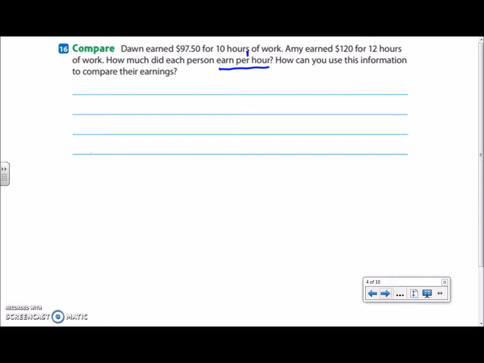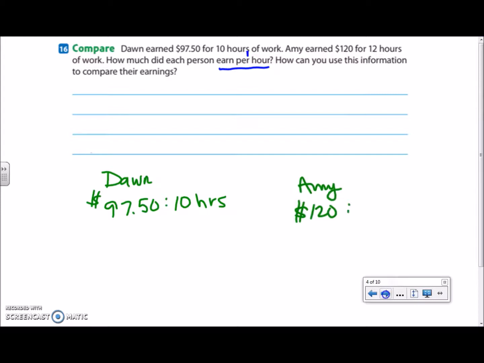And so what I would like to do is compare the amount of money that Don made to the number of hours that she worked. I'll make the same comparison with Amy. So Don worked for $97.50, and it took her 10 hours. Amy worked for $120 over the course of 12 hours.